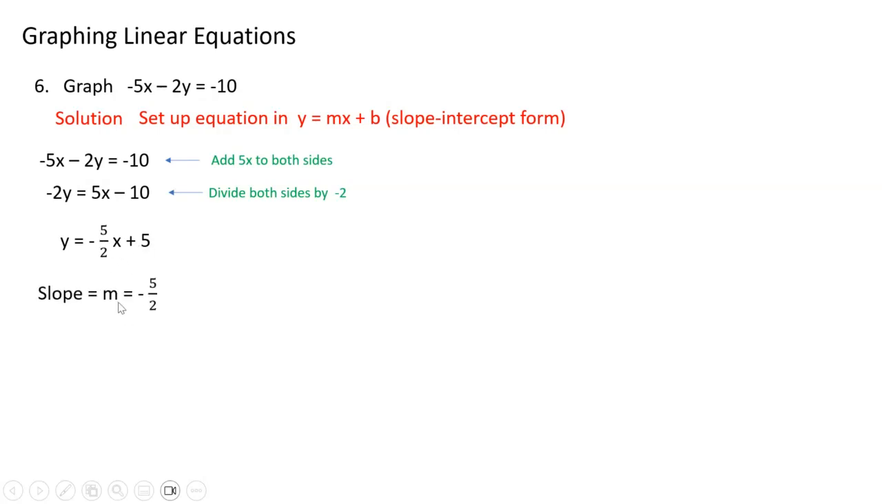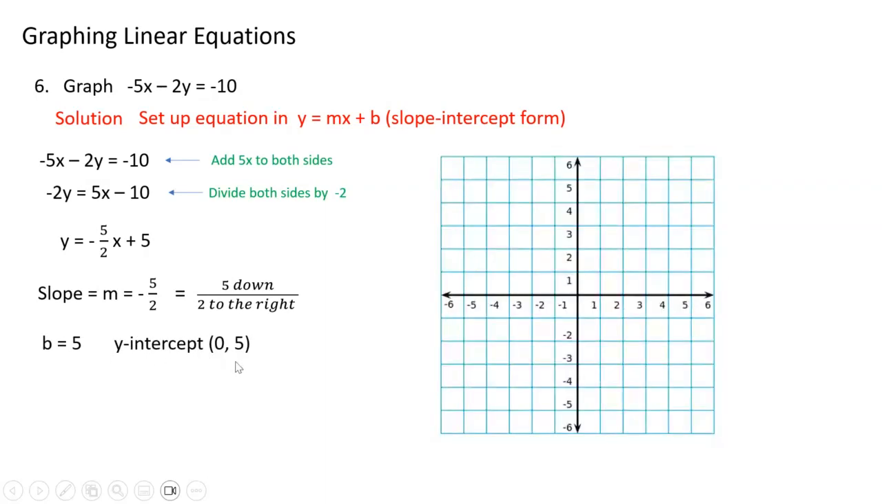Now I have my m, my slope, which is negative 5 over 2, which means it's going to go down 5 and 2 to the right from my b, which is the y-intercept. This is my starting point. So we start at 0, 5. We're going to go down 5: 1, 2, 3, 4, 5, and 2 to the right. There's my point. We connect the 2 points, and that's my line.